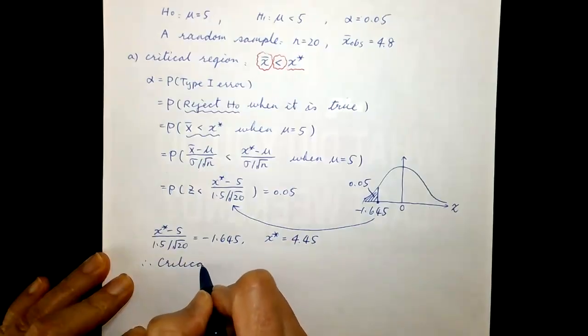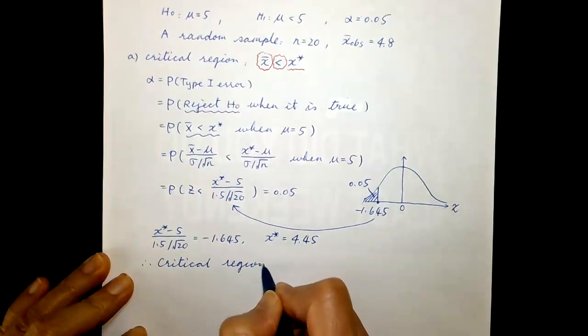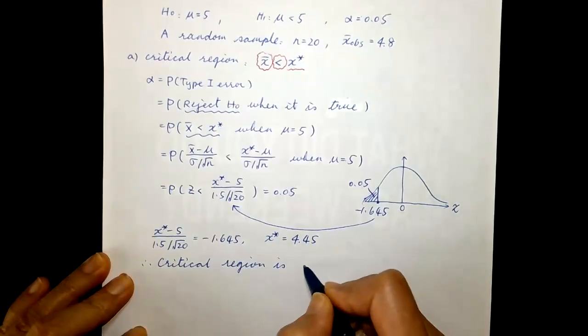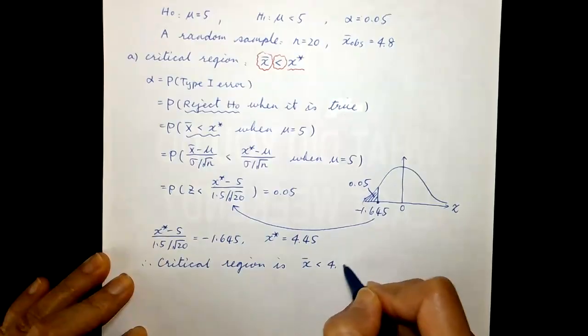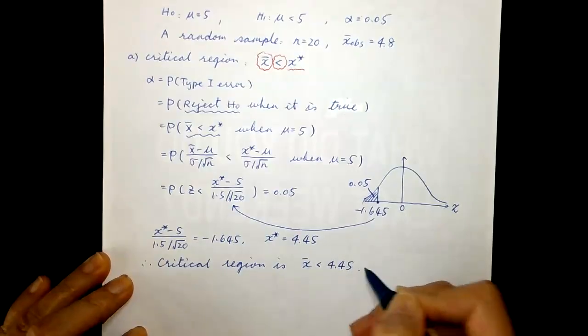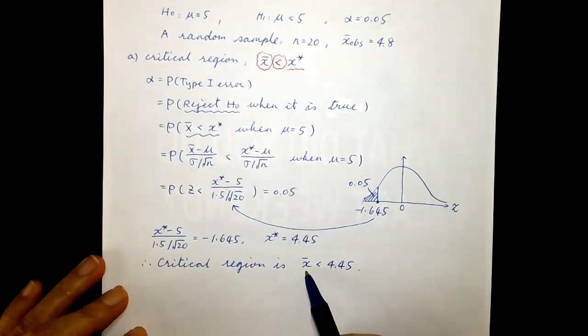Find this value, make a statement to show that you found the critical region. So the critical region is sample mean is less than 4.45. Let's pause here for a second. Does this critical region make sense? Now first, it's X bar, right? That makes sense. Critical region is for sample mean.